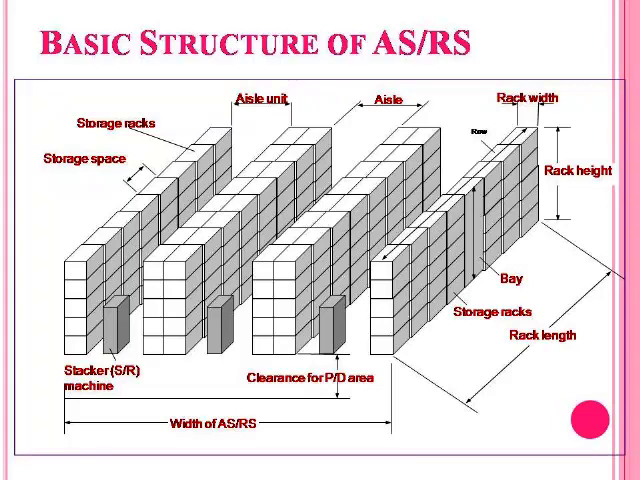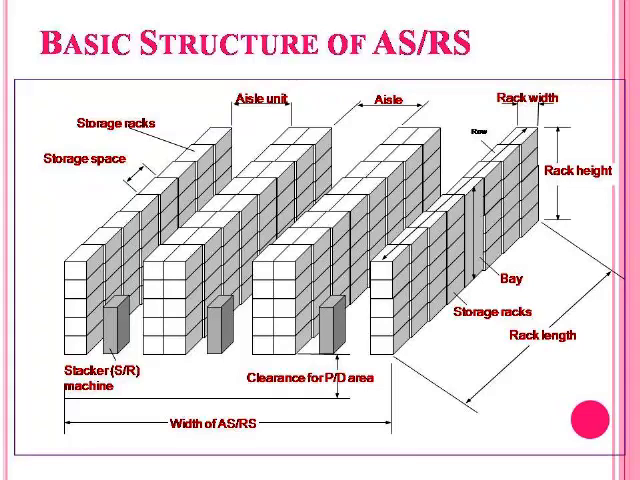If the number of rows and number of columns are known to us, easily the ith row, jth column is the storage location of a storage rack. So the SR machine can be asked to move to that particular storage rack to get the component retrieved or to store the component it is holding.